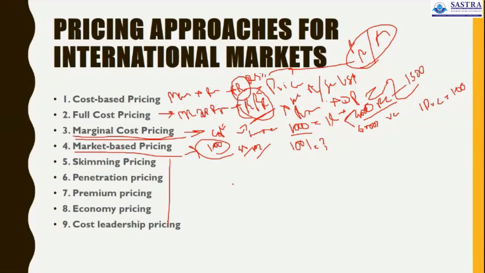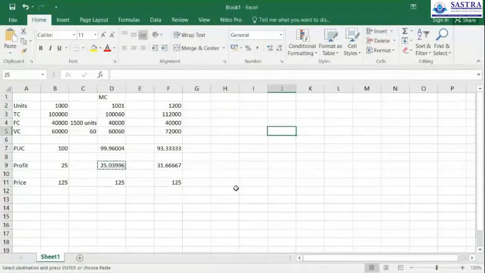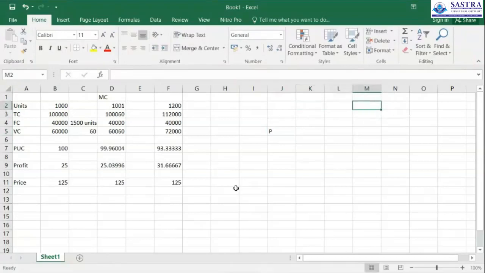The next four, hope you are already aware of from the previous class. I have given you the example on the basis of price and quality, the parameters that we have taken: high price, high quality; low quality, low price; and so on. So high price, high quality comes under premium pricing.